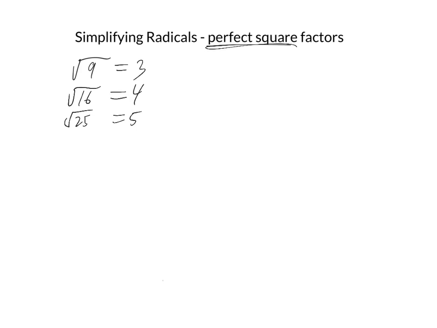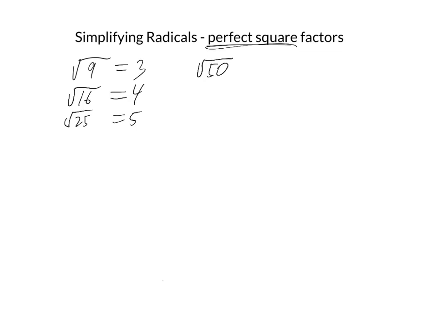Let's say I ask you to write the square root of 50. Well, 50 is not a perfect square. It's an irrational number. So to simplify the square root of 50, I want to rewrite it as a product of factors where I use a perfect square factor. Let me explain what I mean by that.